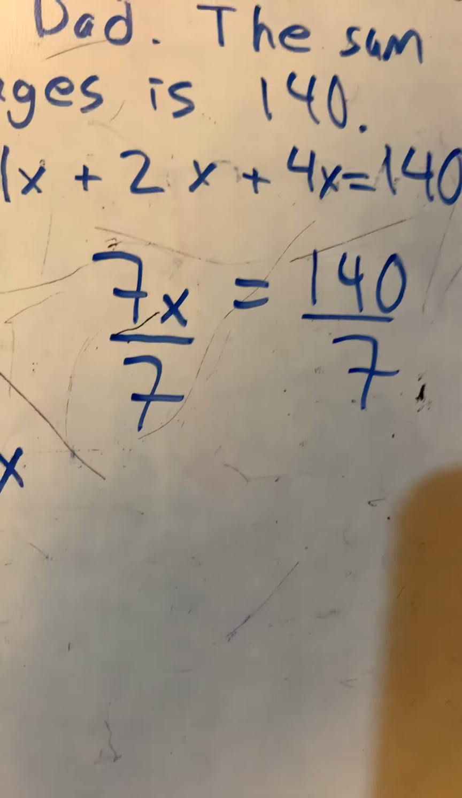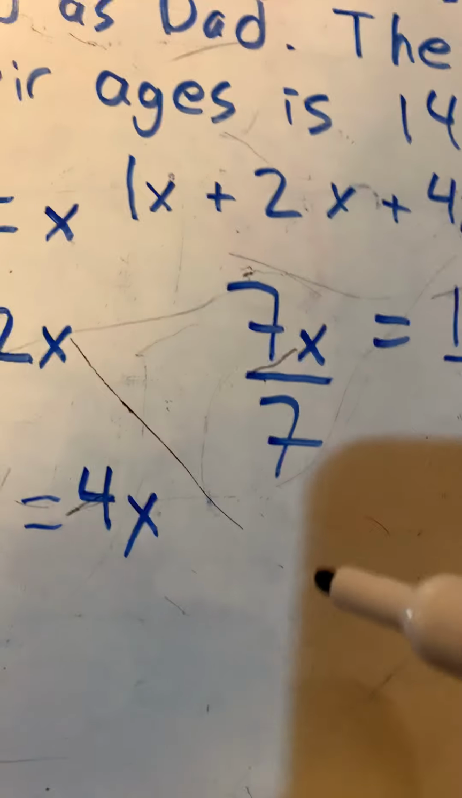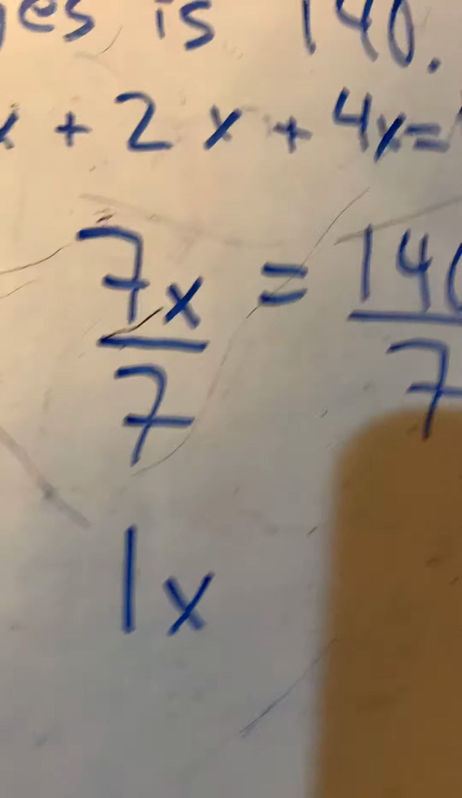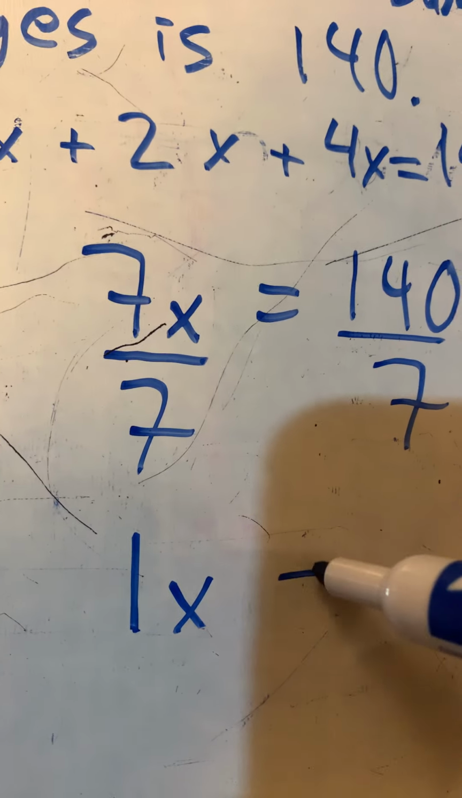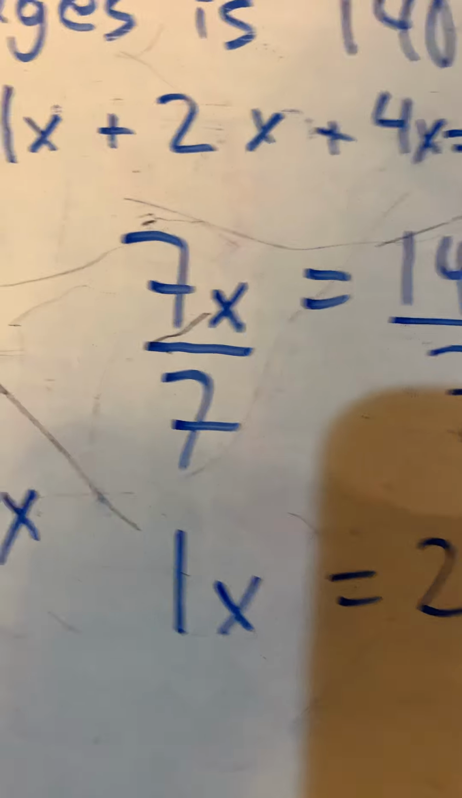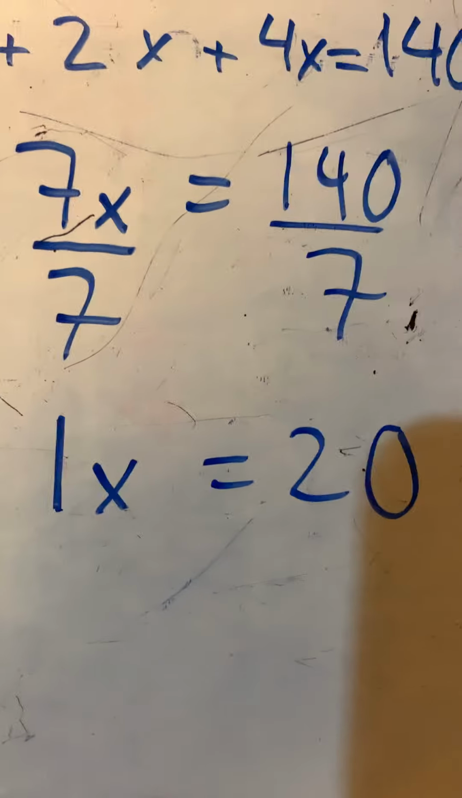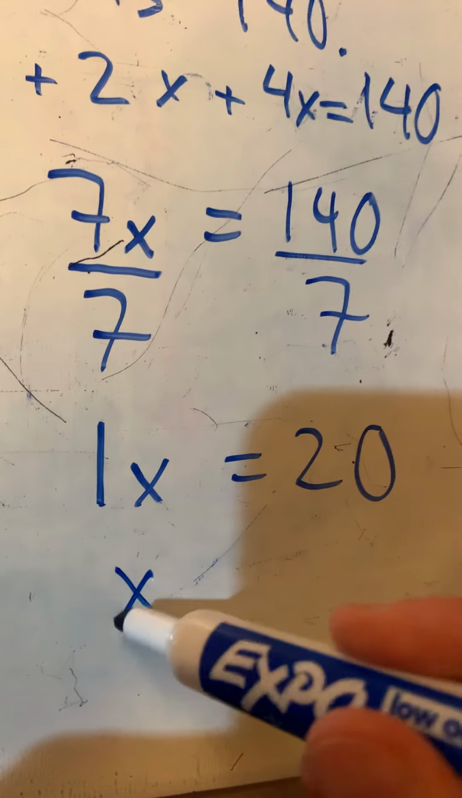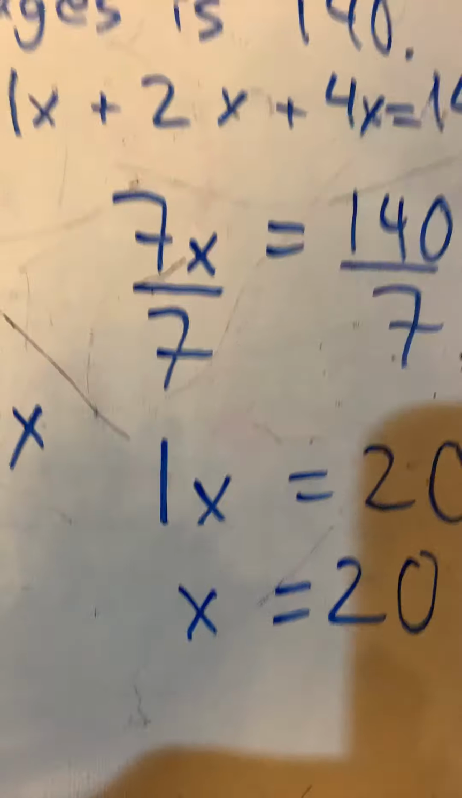Keep working down the page. Let's see what you get. 7 divided by 7 is 1, and we still have X. 140 divided by 7 is 20. So 1X equals 20, and 1X is the same as just saying X equals 20. They both mean the same thing.